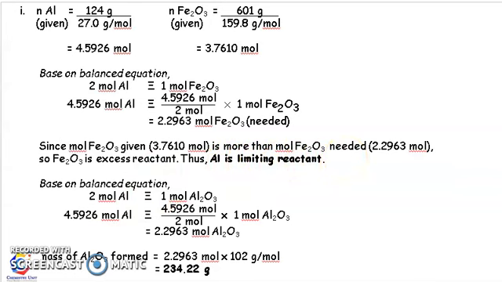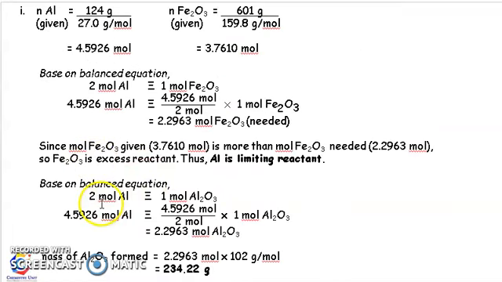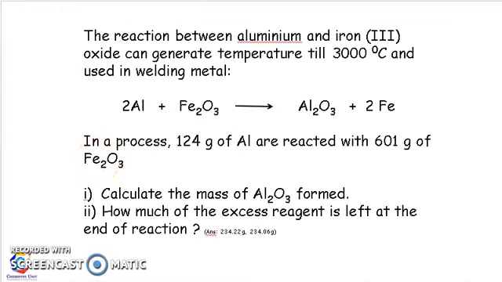Since the question wants us to find out the mass of aluminium oxide formed, we need to compare the limiting reactant, 2 mole of aluminium, with 1 mole of aluminium oxide, and then check how many mole of aluminium oxide is needed. The answer is 2.2963. Then we times the molar mass and we get the answer 234.22 gram. So are the steps the same as the previous question? Same, right? Now we try to answer question number 2.